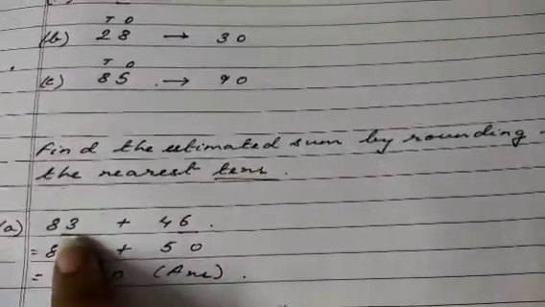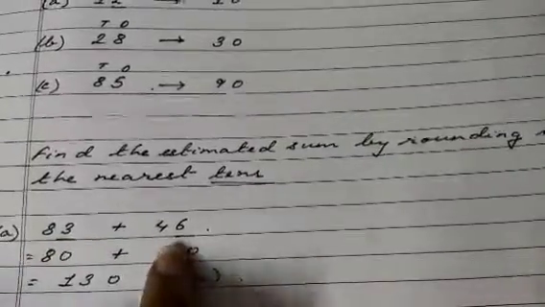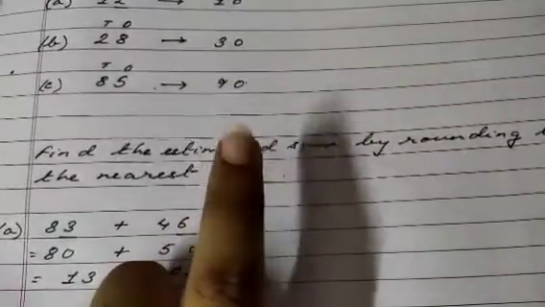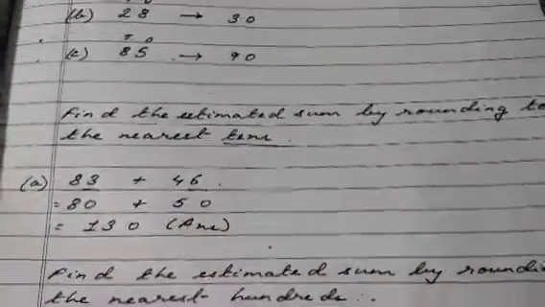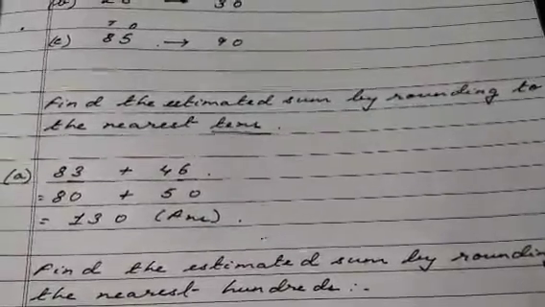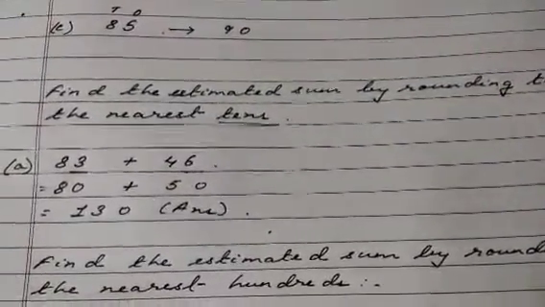Here, if you just do the simple addition, it will not do, because in the question it is asked about estimated sum. It is there in your exercise also. These are just the examples which I am sharing with you, and then we will go for the exercise.